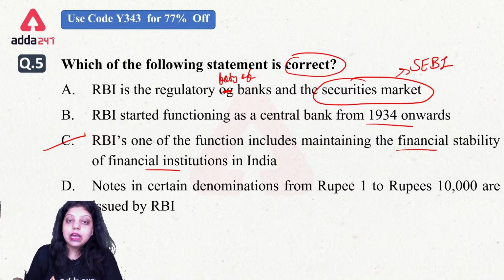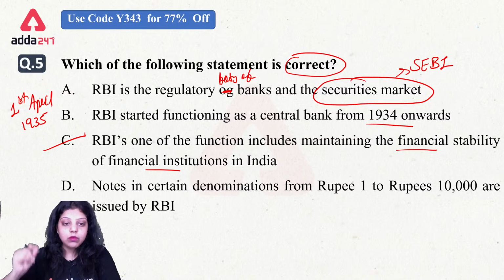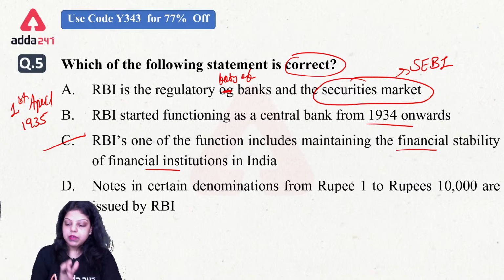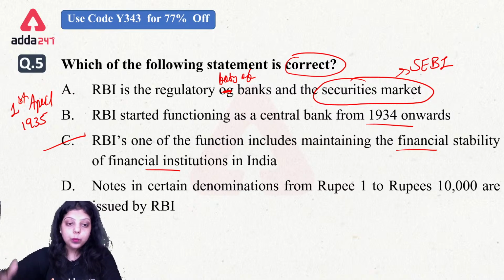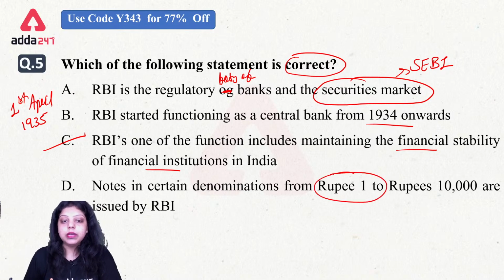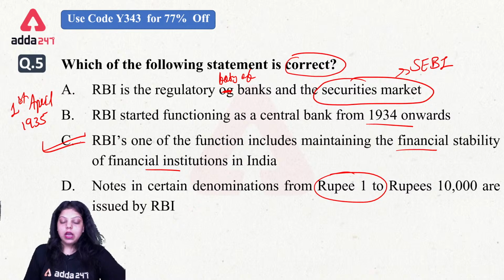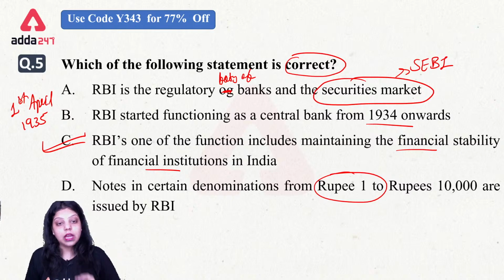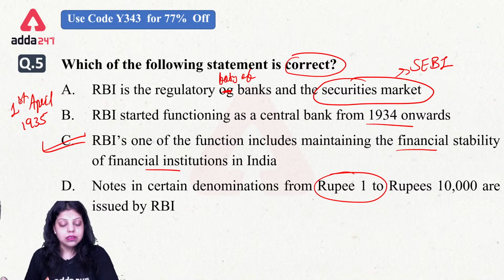And if we are talking about when RBI started its functioning, RBI started its functioning from 1st of April 1935. Because on 1st April 1935, RBI was established, right? So the right answer will not be B. If we are talking about D option, we have already discussed in the earlier questions that RBI prints all the denominations except rupee 1. RBI cannot print the rupee 1 denomination of currency note. So it cannot be the right answer. The right answer will be your C option, in which RBI, one of the functions is to maintain the financial stability of all the financial institutions in our country. Okay, that's why RBI is providing certain reserve ratios to the banks.